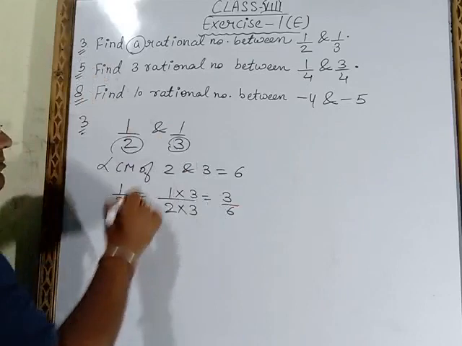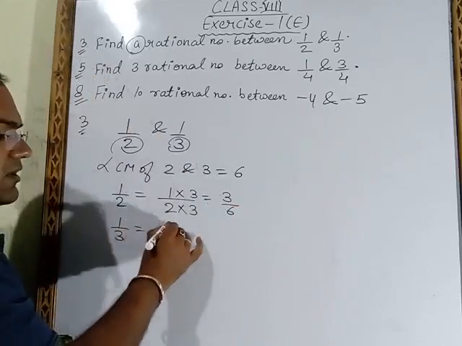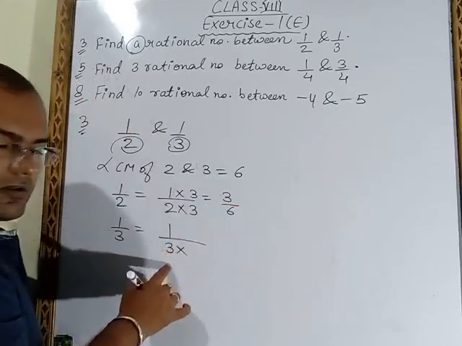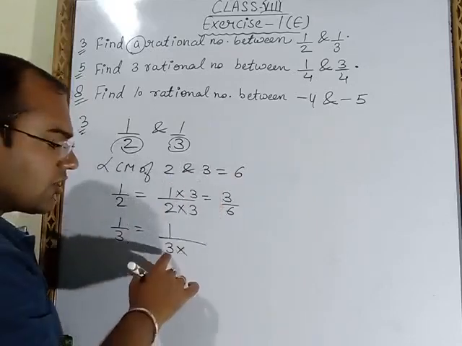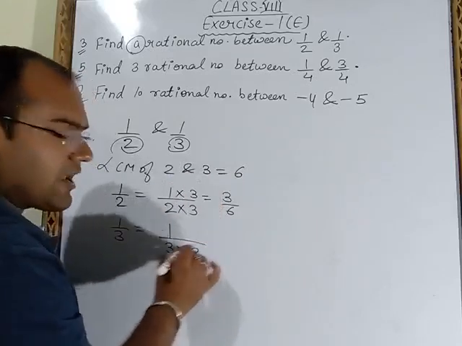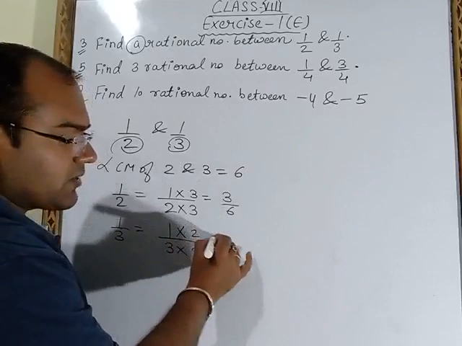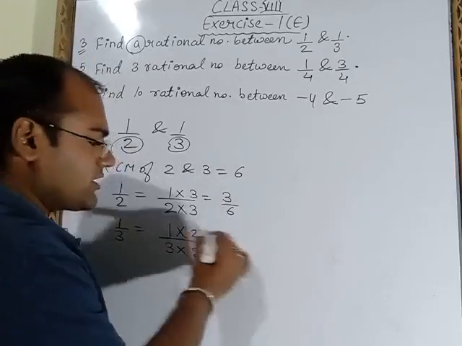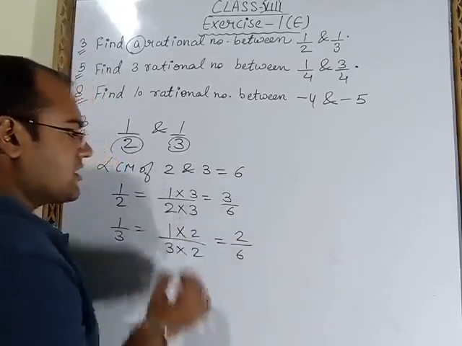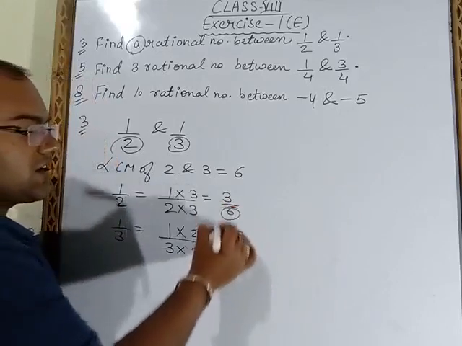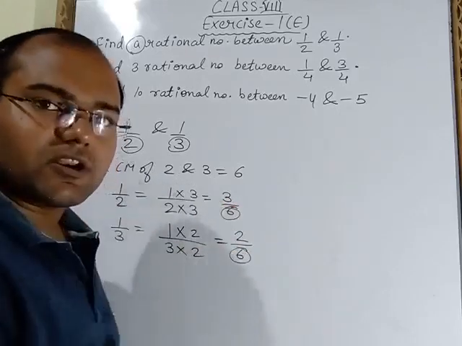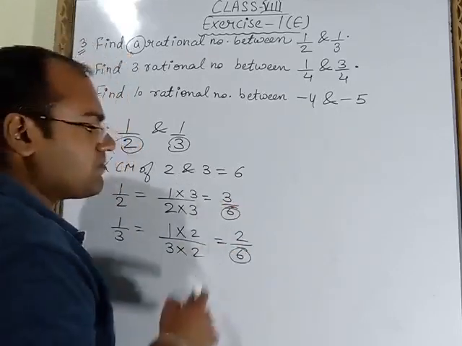Now the next number is 1 upon 3. In the denominator 3 is coming, but we have to make it 6. In order to make this denominator 6, we have to multiply by 2. So here also we have to multiply by 2. So 2 ones are 2, 3 twos are 6. Now we can check. Here also in the denominator 6 is coming, and here also in the denominator 6 is coming.